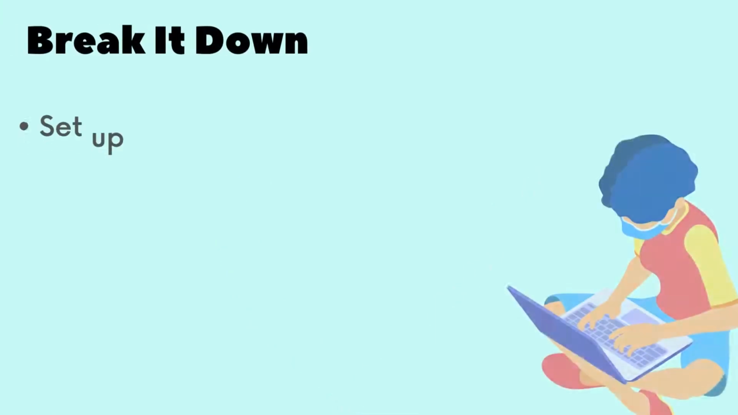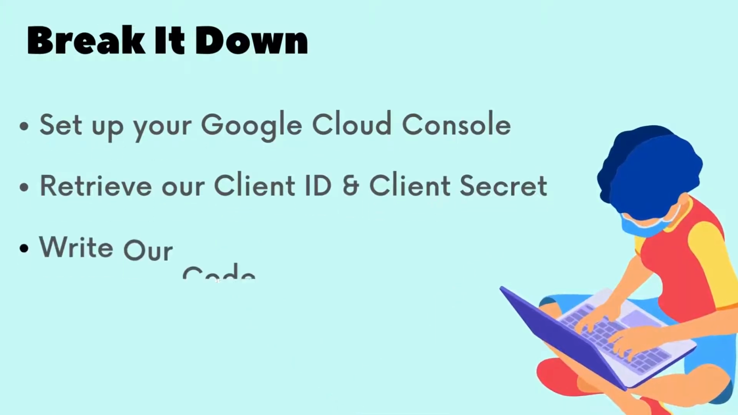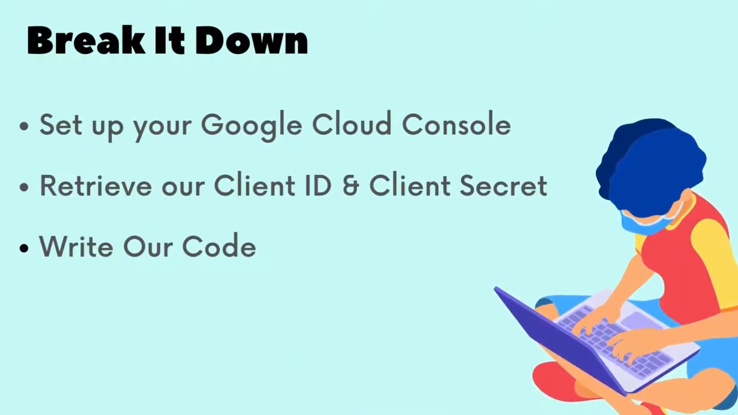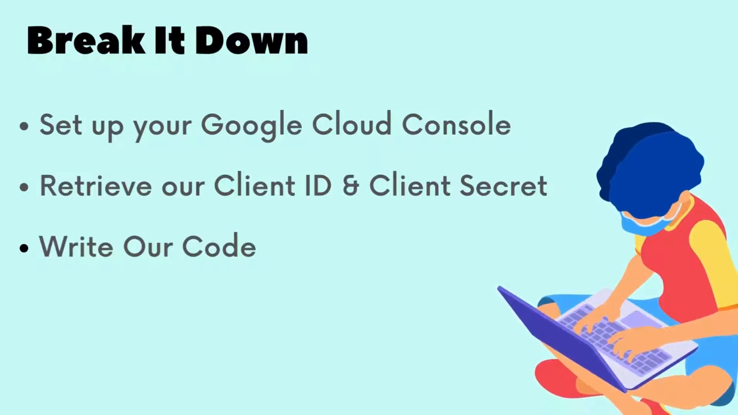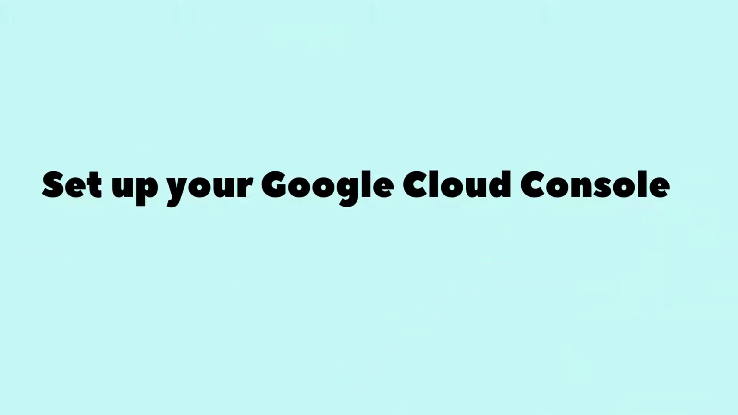What we need to do next is break down what we want to do. These are the three things we need to do. We first need to set up a Google account. Then we retrieve our client ID and client secret. Then next we move to our code. We do this one after the other. So let's move to the first one, which is to set up your Google Cloud Console.